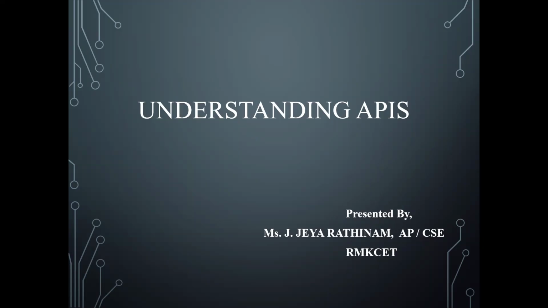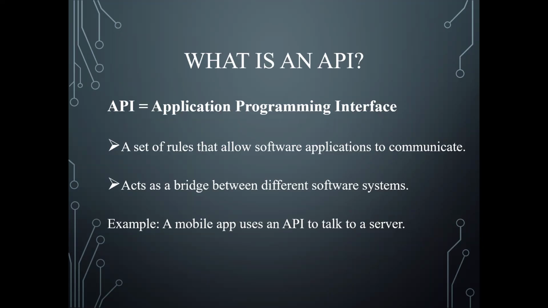Today in this session, we will understand the topic Application Programming Interfaces. What is the meaning of API? Let us describe it very briefly. API stands for Application Programming Interface, a set of rules that allow software applications to communicate. It acts as a bridge between different software systems. Example: a mobile app uses an API to talk to a server.